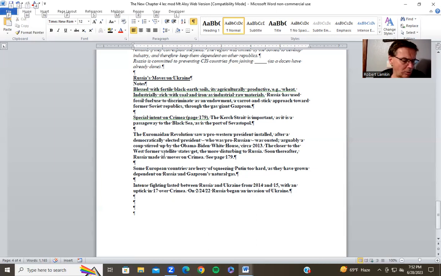Closed off from the world, human rights abuses via the gulags, inefficiencies, inequalities. Gorbachev looks to save the system through perestroika, economic restructuring, and glasnost, informational openness.